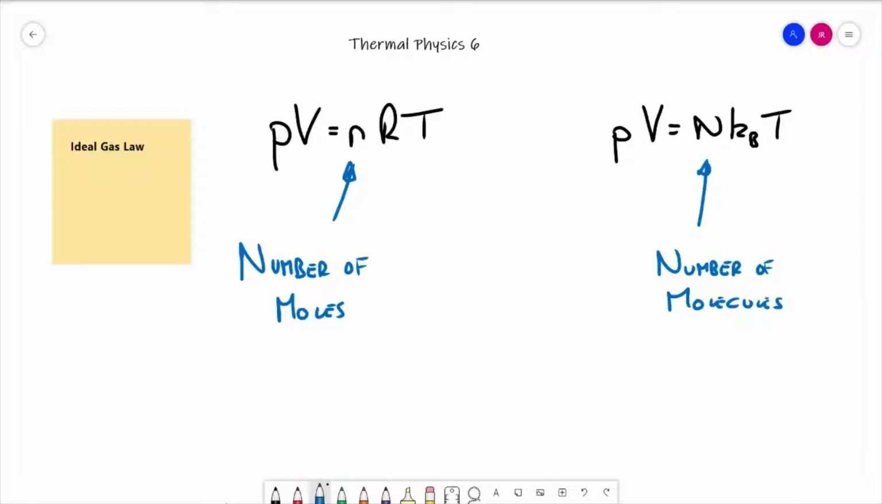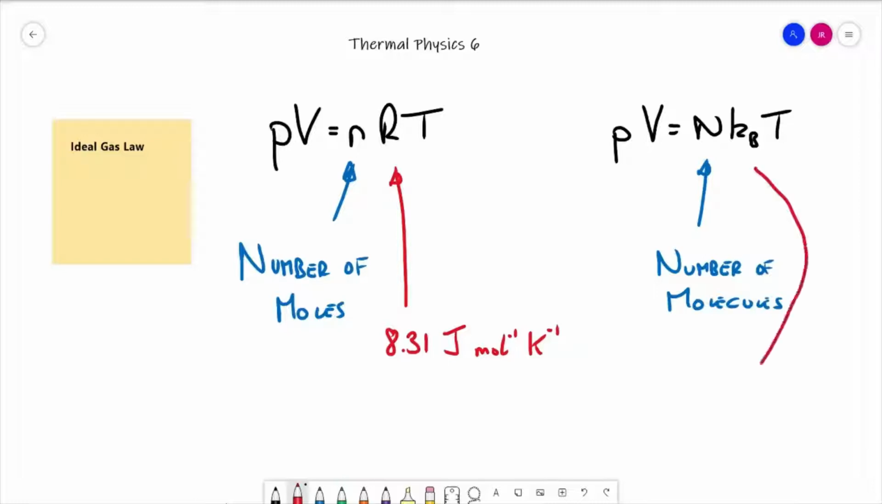And what that gives us then is two ever so slightly different constants. R, the ideal gas constant, being 8.31 joules per mole per Kelvin. Whereas in the other version we've got Boltzmann's constant, which is 1.38 times 10 to the minus 23 joules per Kelvin.